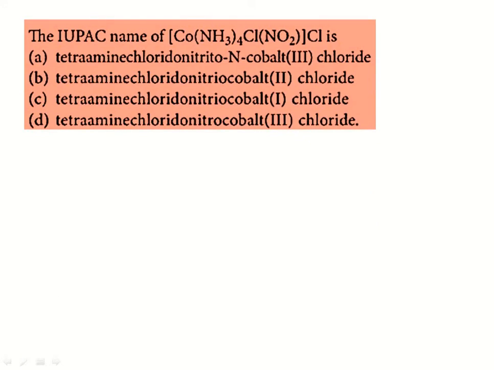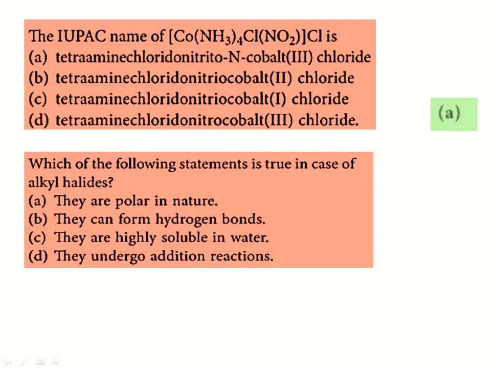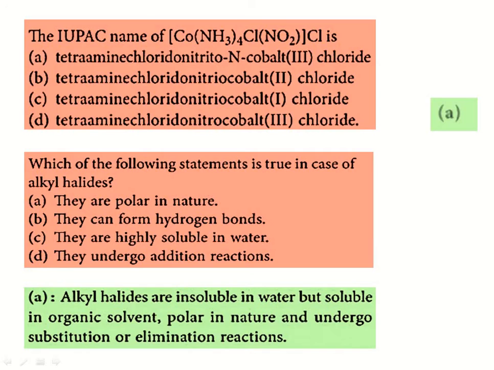Next question. The IUPAC name of [Co(NH3)4(Cl)(NO2)]Cl is? Amine will come first, so tetraamine, chloro, nitrito-N cobalt(III) chloride. So A is the right answer. Next question. Which of the following statements is true in case of alkyl halides? Alkyl halides are insoluble in water but soluble in organic solvents, polar in nature, and undergo substitution or elimination reactions. So A is the right answer.